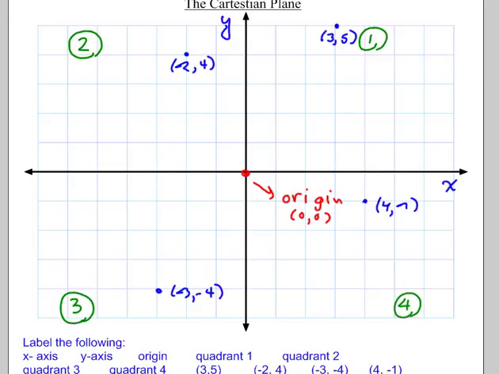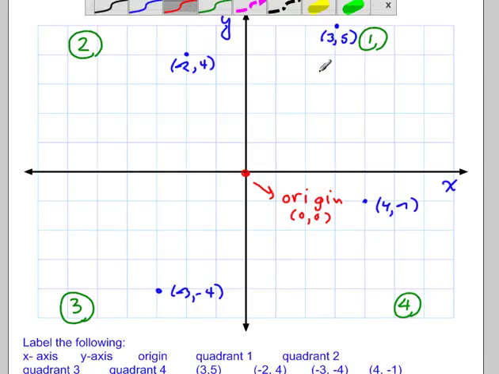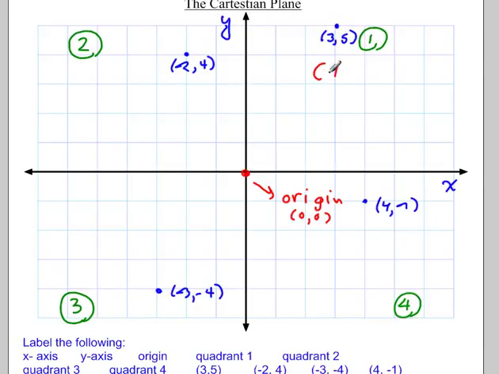Another thing that's useful to know is in quadrant 1, your x-coordinate and your y-coordinate are both positive. So that one is positive, positive. In quadrant 2, your x is negative because you're moving to the left, but your y is still positive. In quadrant 3, both your x and your y are negative. And in quadrant 4, your x is positive, but your y is negative. And that is basically everything you need to know about the Cartesian plane.